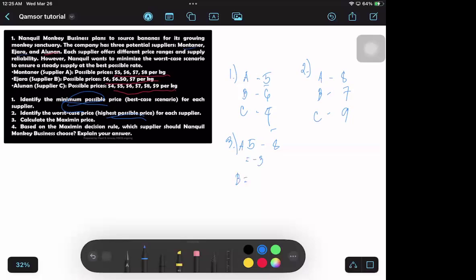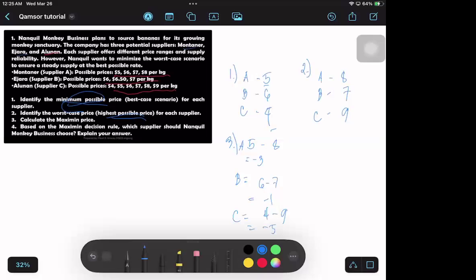What about for B? It will be 6 minus 7, it will be negative 1. So what about for C? It is 4 minus 9. It will be negative 5, right? That's how you will deal with this right now.